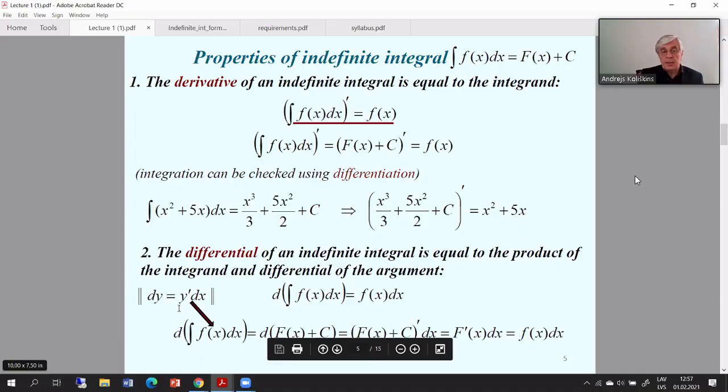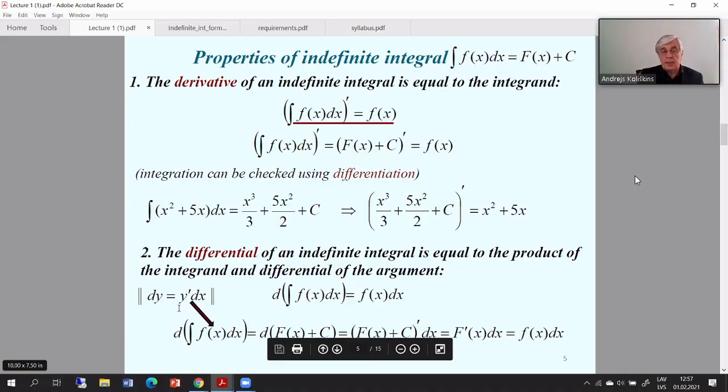Now, property number 5, we also use it quite often in practice. If you need to integrate an algebraic sum of 2 or more functions, then you can integrate each function separately and then either add or subtract them. Okay? So these properties number 4 and 5 are always used in almost any integration example.